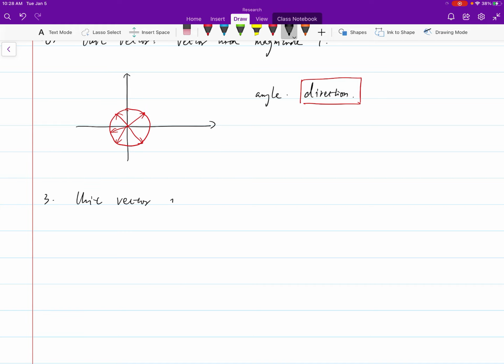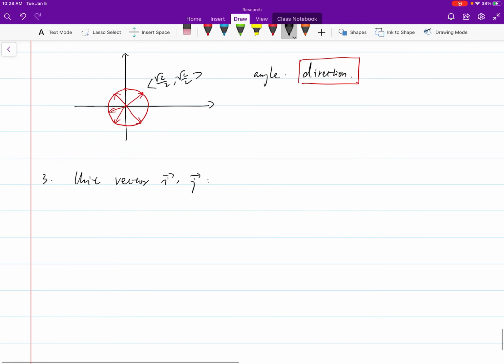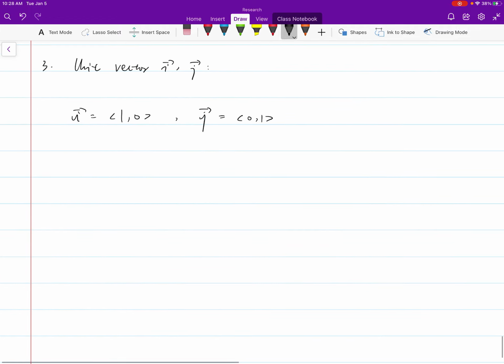Number 3, unit vector i and j. There are many unit vectors. For example, if I want to give you an example, square root of 2 over 2, actually all the cosine theta, sine theta pairs are going to give you something on the unit circle, and therefore give you a unit vector. Okay. But we do want to focus on 2 special ones. That is i equals (1, 0), and j equals (0, 1). That gives you the unit vector here and the unit vector here.